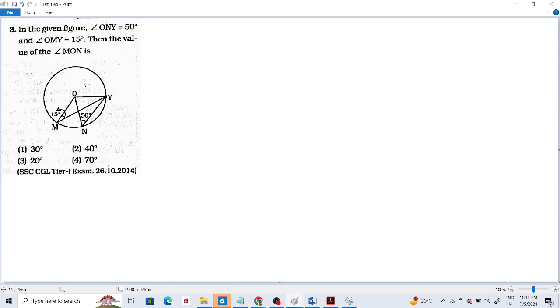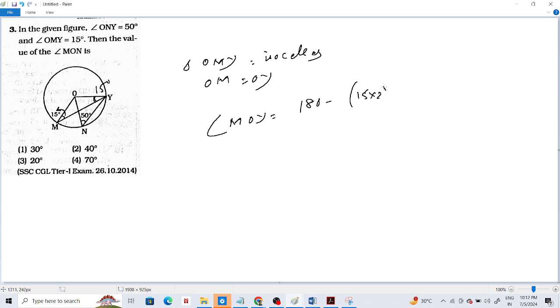হ্যাঁ স্যার। In the given figure, angle ONY is 50 degree, angle OMY, then the value of MON বার করতে হবে। হ্যাঁ, ঠিক আছে, দেখো এটা হচ্ছে 15, কেন না OMY ট্রায়াঙ্গেল, এটা হচ্ছে আইসোসেলাস, তাই তো? Why? Because OM is equal to OY, both of the radiuses are equal, that is why it's an isosceles triangle. So angle MOY হবে 180 degree minus 15, স্যার আইসোসেলেস কি করে বুঝলেন?